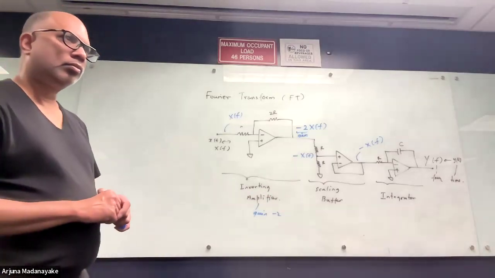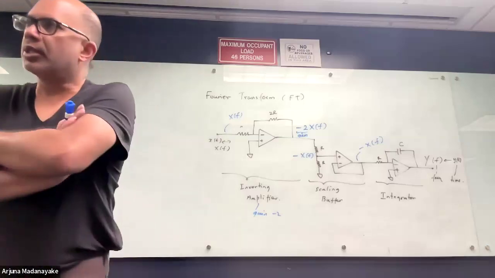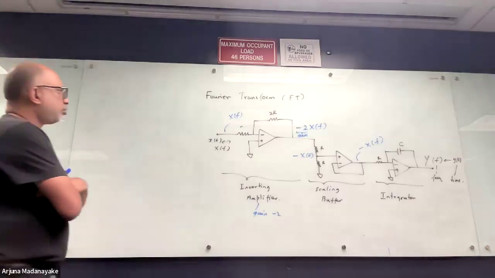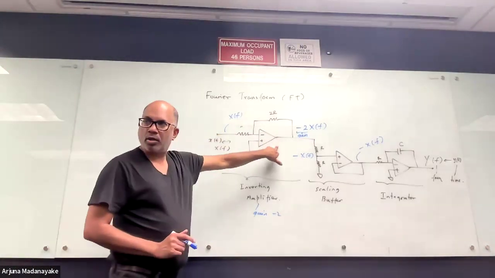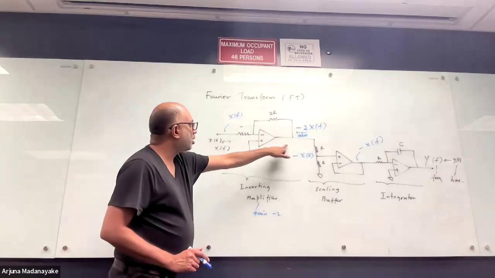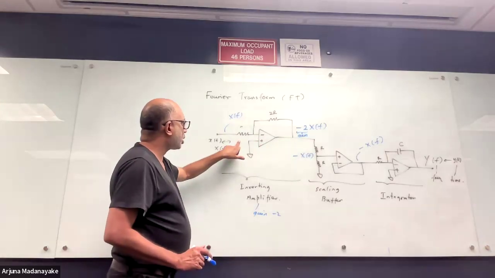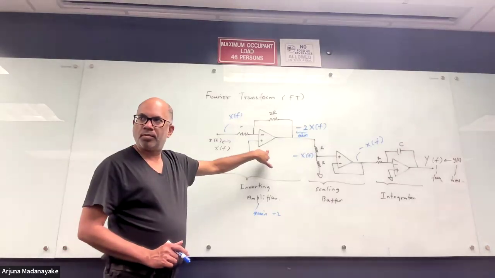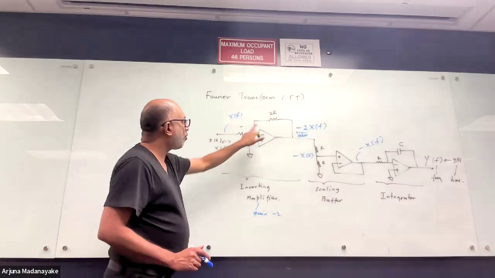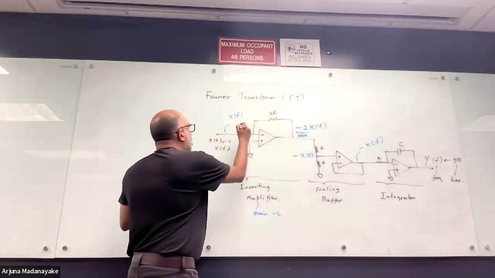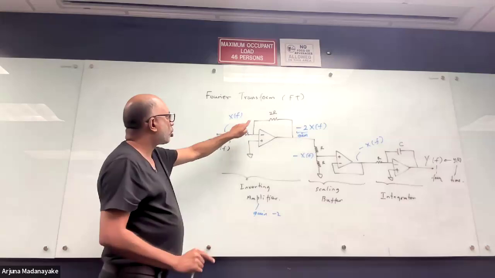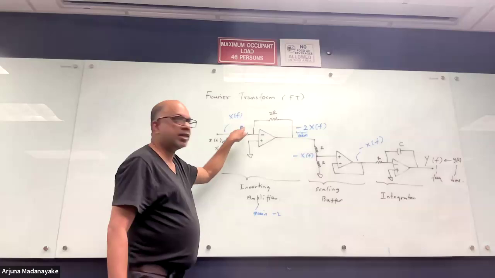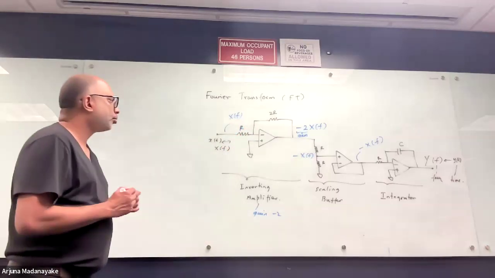Where does the negative 2 come from in the gain? Because this is an inverting op amp, right? So if you find the transfer function of this circuit, have you guys done op amps in circuits? You have. So this has a gain of R2 over R1. R2 is 2R and R1 is R. So 2R divided by R is 2. But there's a negative in front because of the way it's connected.